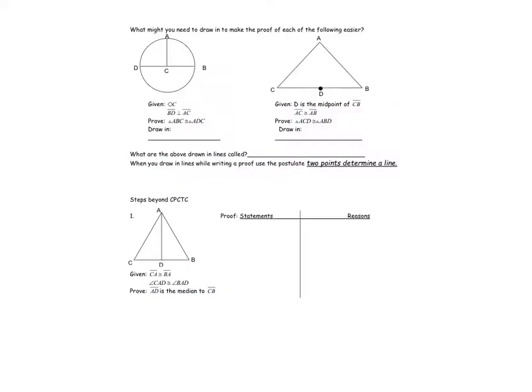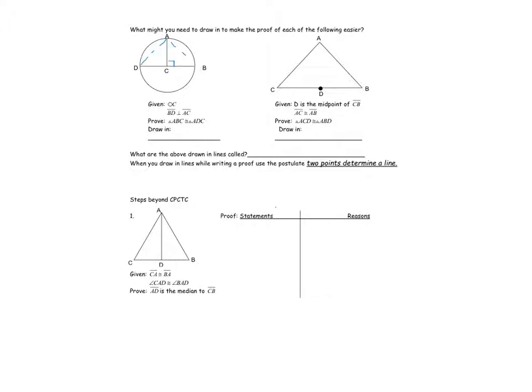All right, now we're going to move on to something else that might be helpful as you guys are doing your proofs. If you look at the picture, given circle C, and given that BD is perpendicular to AC, so go ahead and mark that, we want to prove that triangle ABC is congruent to triangle ADC. But if you notice, we don't even have a triangle yet. So in this case, it might be helpful to draw in lines in our picture.